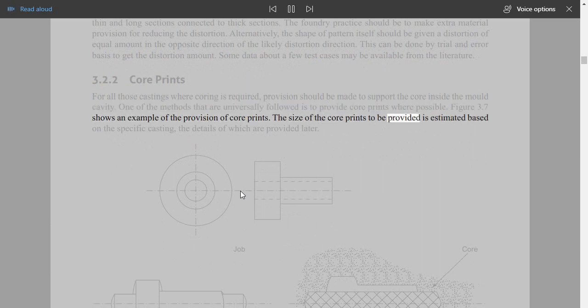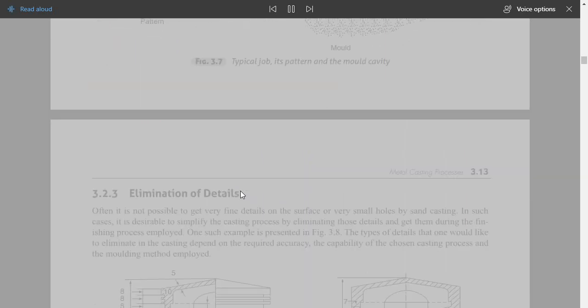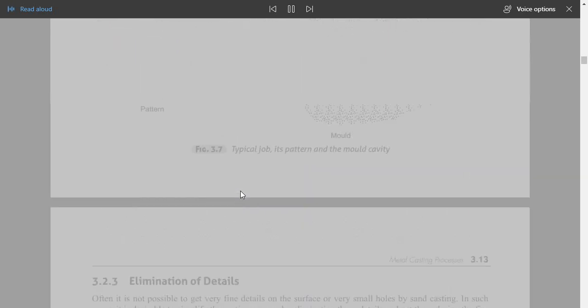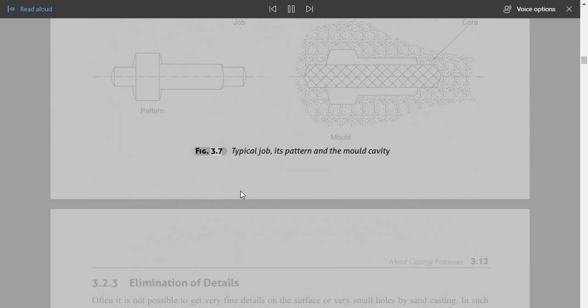The size of the core prints to be provided is estimated based on the specific casting, the details of which are provided later. Fig. 3.7 Typical job, its pattern and the mold cavity.